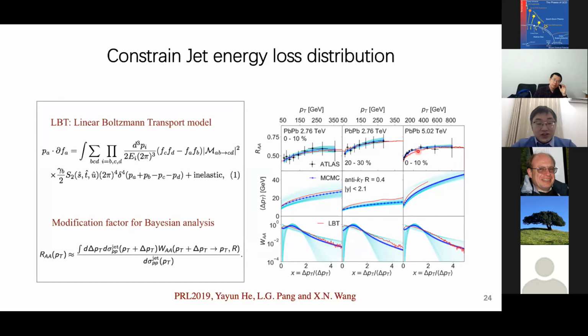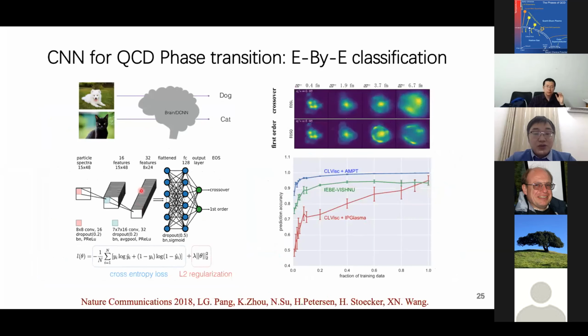So in 2018, we trained a convolutional neural network to classify the QCD phase transition. If we use a crossover and a first order phase transition in relativistic hydrodynamics, we see clearly separable signals for this phase transition. But if one wants to tell whether an event goes through a first order phase transition from the final particles in momentum space in the event-by-event case, it's very difficult.